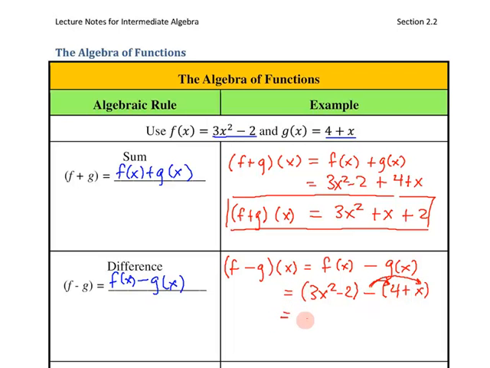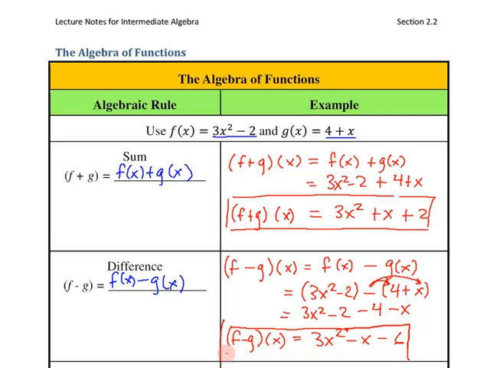There's just a 1 here, so I can actually drop the parentheses. I get 3x squared minus 2 minus 4 minus x. That gives me 3x squared minus x minus 6. So f minus g as a function of x is given by 3x squared minus x minus 6.